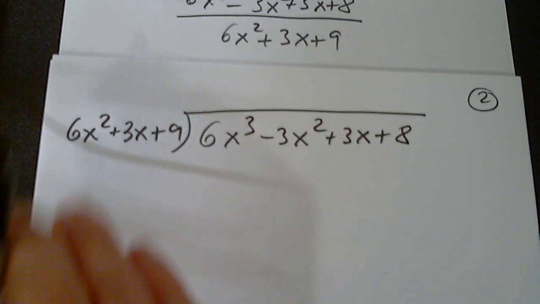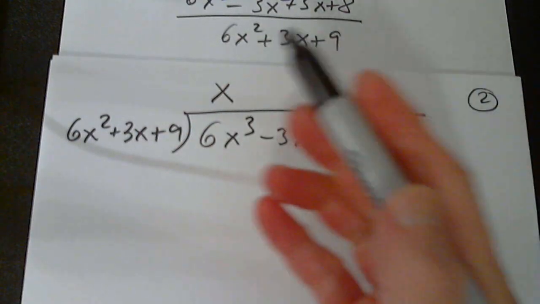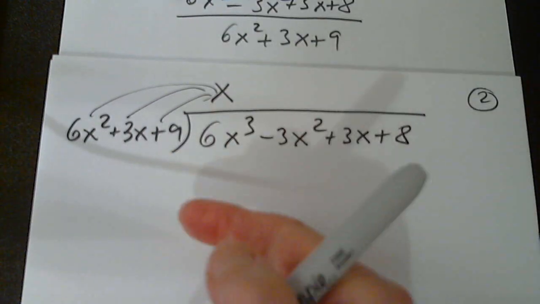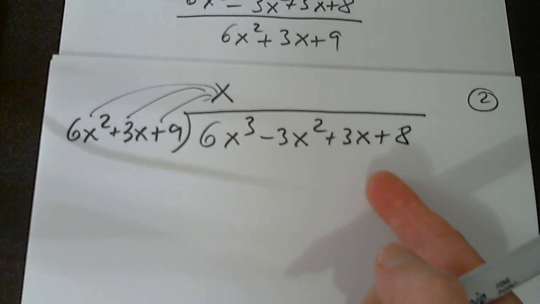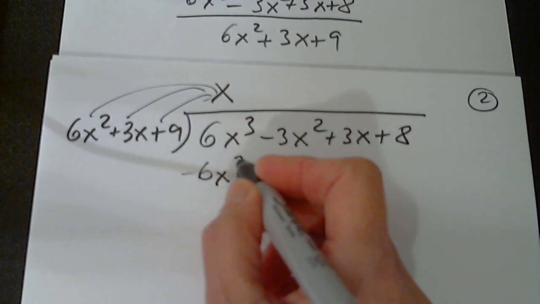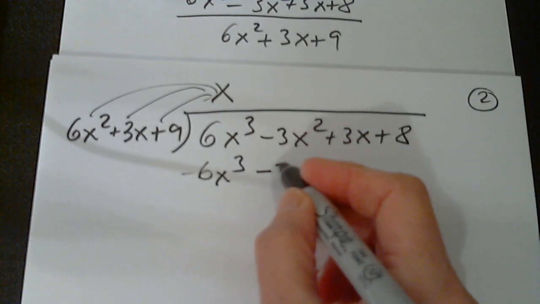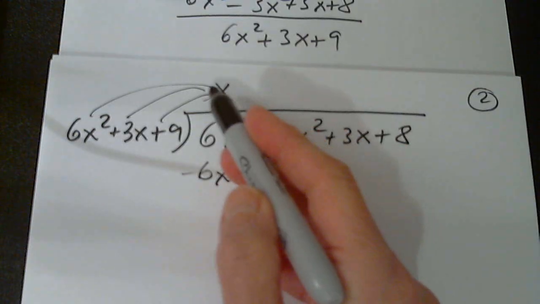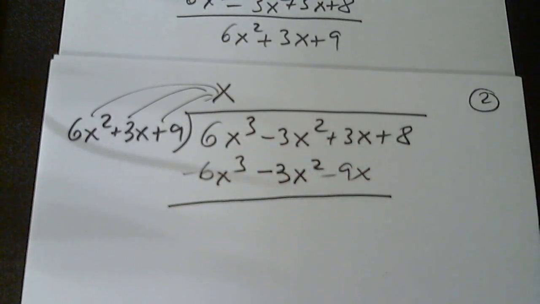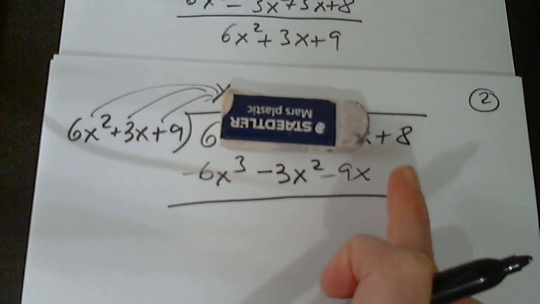Good. So 6x squared times what is 6x cubed is just x. I go back and distribute to all three terms. I need to change the sign and then write under like terms. Positive 6x cubed, negative 6x cubed. Positive 3x squared, negative 3x squared. Positive 9x, negative 9x. Don't ever look at what you see here. You just have to write them correctly under like terms.